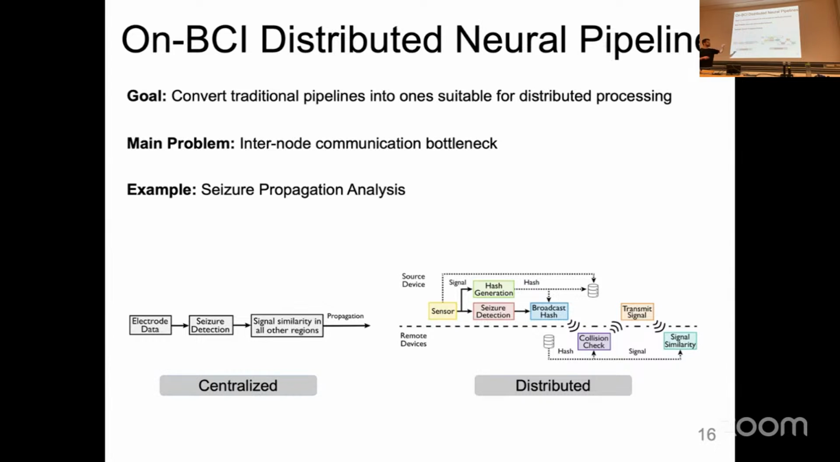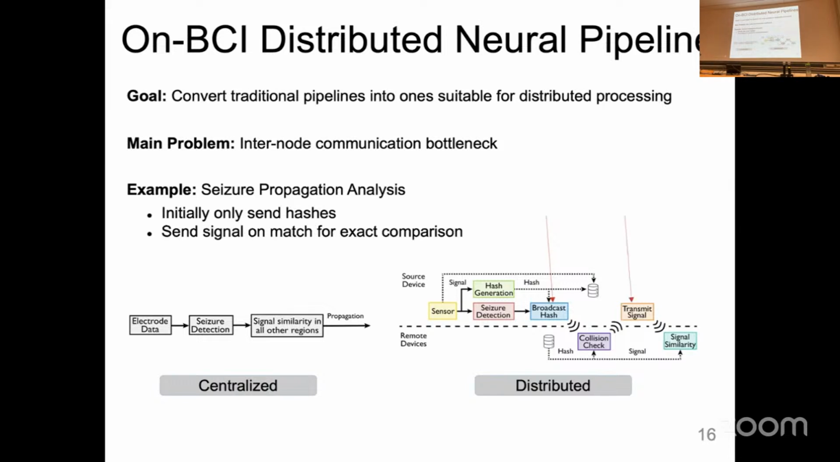And what I would like you to focus on is firstly, that we initially only send the hashes when we detect a seizure. Then in the remote device, so in other nodes, we do a collision check on those. We can compare them on similarity measures because they are locality sensitive hashes. And then we only send the full signals for exact comparisons once a match is detected, and also only to the node that has detected the match. Okay.